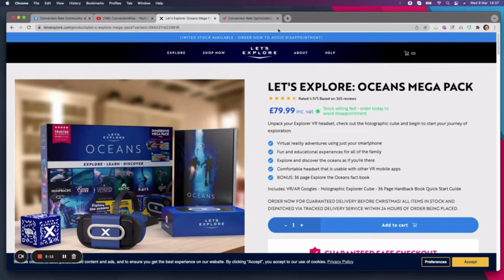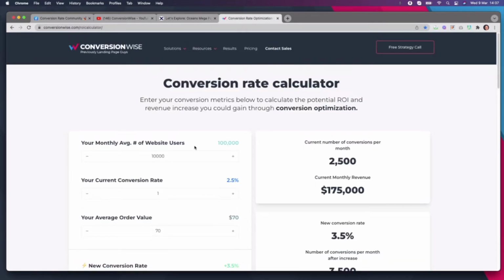So this is Let's Explore, and let's use them as an example to show you the difference. Now, let's say that we just have 10,000 visitors to your site. So you're driving 10,000 people to your site every single month. Now, this is actually a fairly typical number that we quite often see. You might have loads more. Obviously, that'd be great, but let's stick with the 10,000 because it's quite achievable for a lot of people.